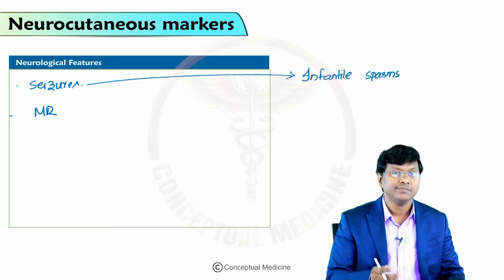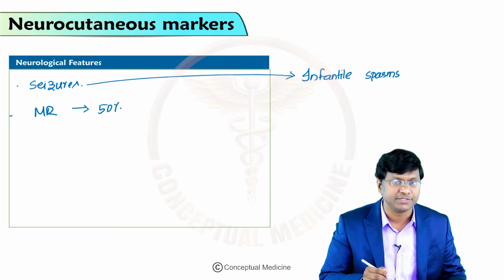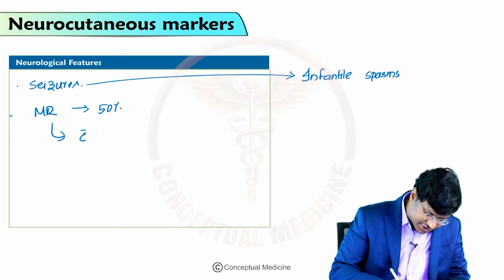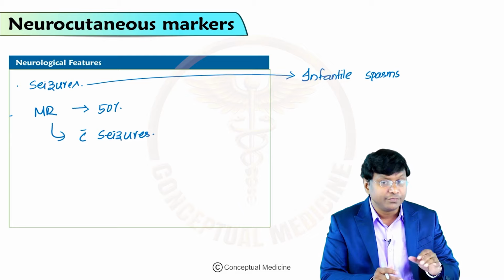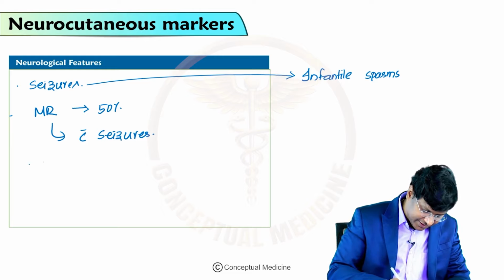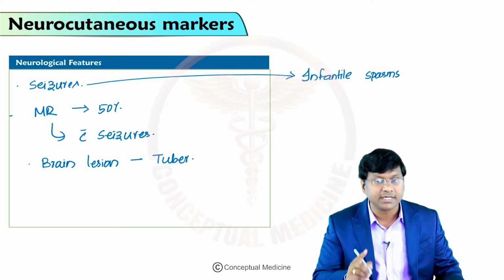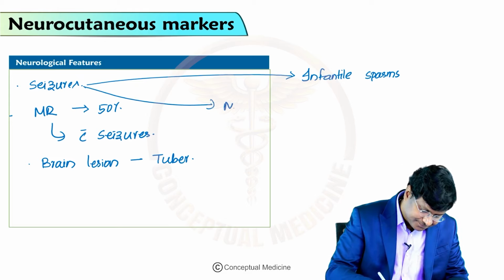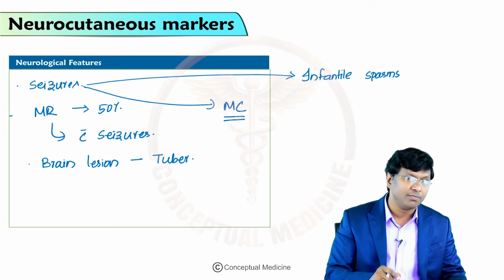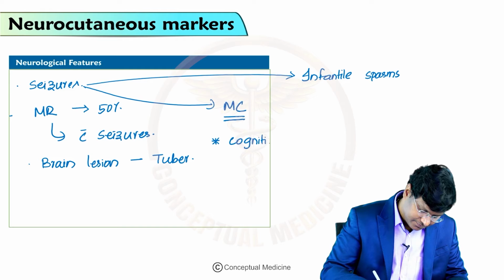And then mental retardation. Mental retardation occurs in up to 50% of patients, whereas seizures are present in almost 70 to 80% of individuals. Patients with seizures are more prone to mental retardation. So that will be the neurological feature. And there is a characteristic brain lesion, which will be a tuber, that is a cortical tuber. And the most common neurological manifestation will be seizures. And apart from the seizures, there is also cognitive impairment as well as behavioral abnormalities.